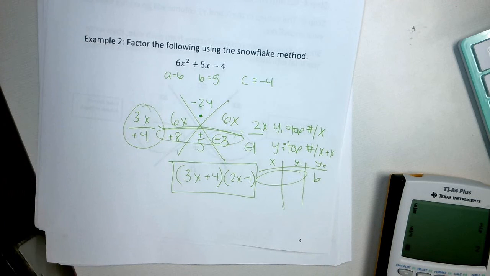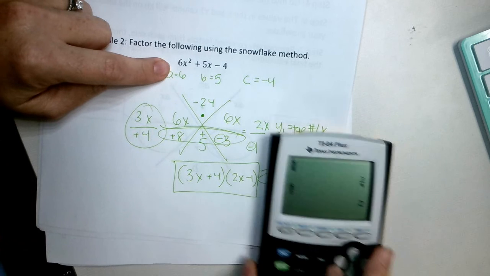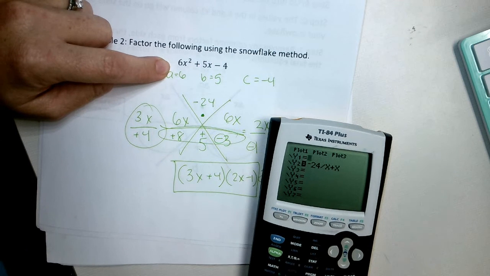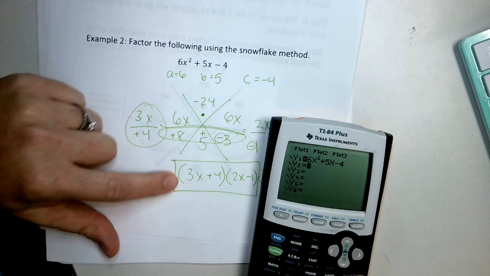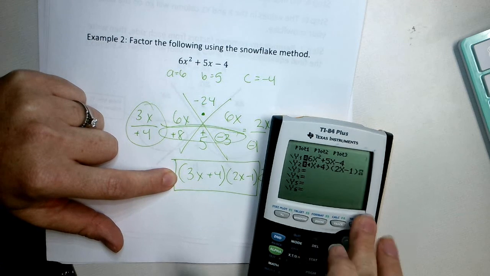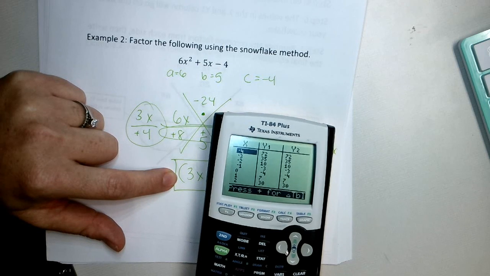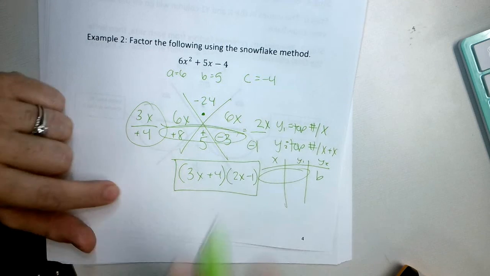Can you check this in your calculator? Yeah, type what was given to you in Y1, 6x squared plus 5x minus 4, and type what you came up with in Y2, 3x plus 4, 2x minus 1. Go to your table, do Y1 and Y2 match? Yes, therefore I did it right. Okay?